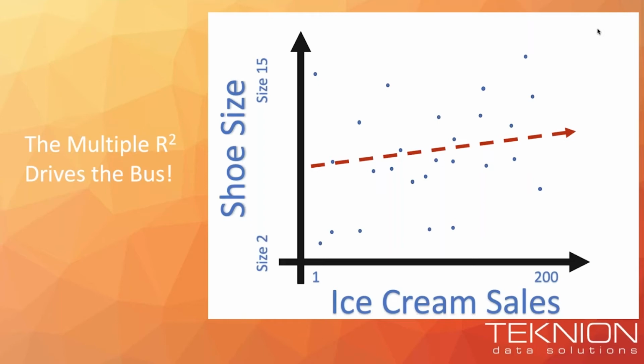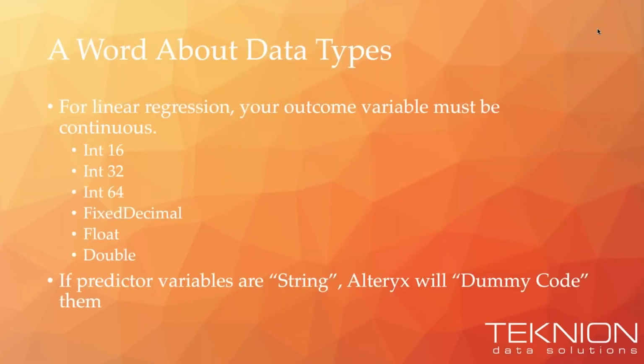Whereas let's suppose we're doing something that we know a lot about. Let's say we know a whole bunch about ice cream sales, and then we get a multiple R squared of 0.12. In that case, that would be really, really bad. We would hope to have a better R squared of like 0.8 or 0.9, something along those lines. So it really all depends, and we'll look at some relative values. But again, the multiple R squared drives the bus, and we're going to look at this as soon as we get into Alteryx.